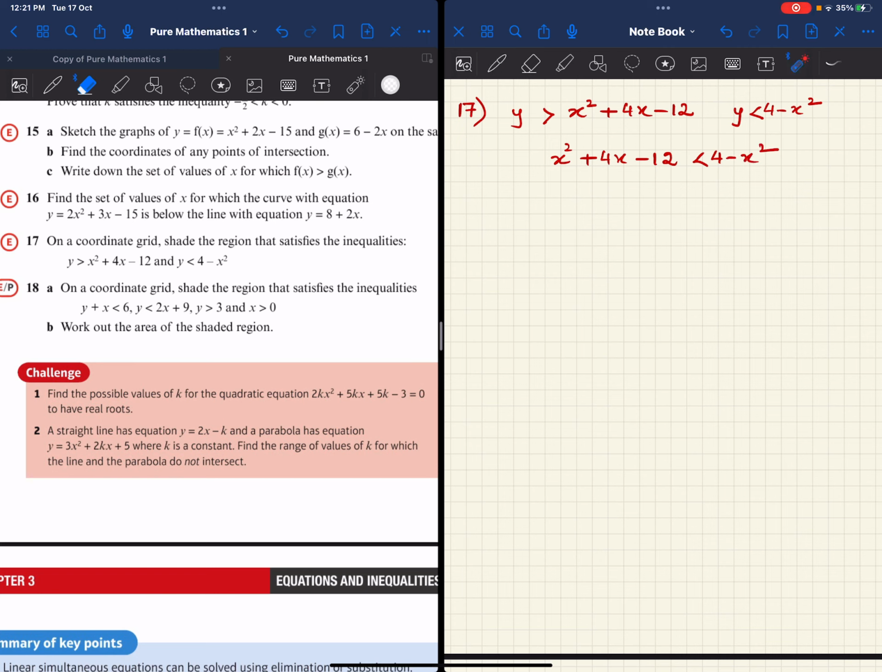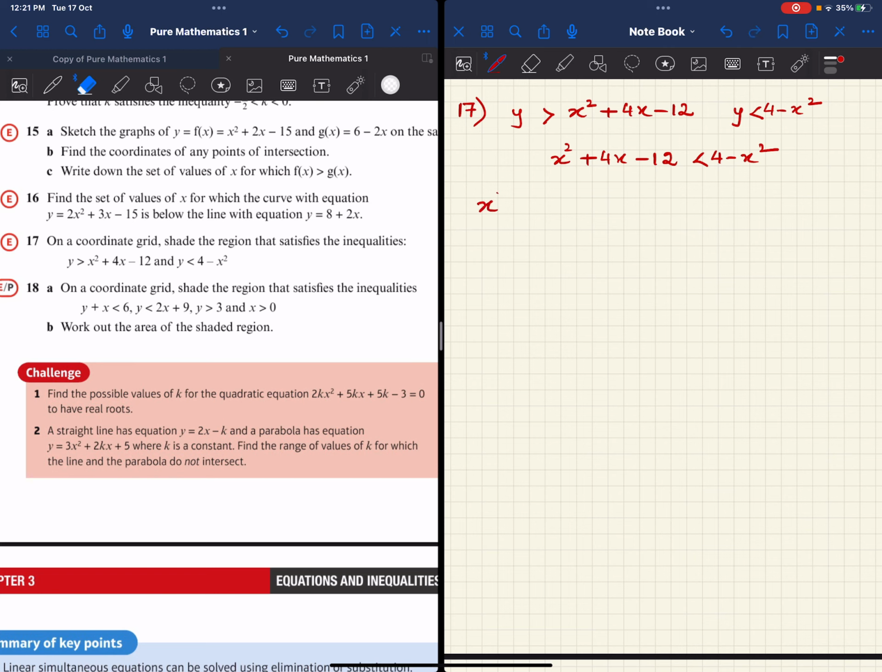In other words, I will draw the graph for the first quadratic and then the other quadratic, and I have to find out on which area of the graph this graph has a greater y value as compared to this graph. So let's move on with the question. I have x squared plus 4x minus 12 and 4 minus x squared.